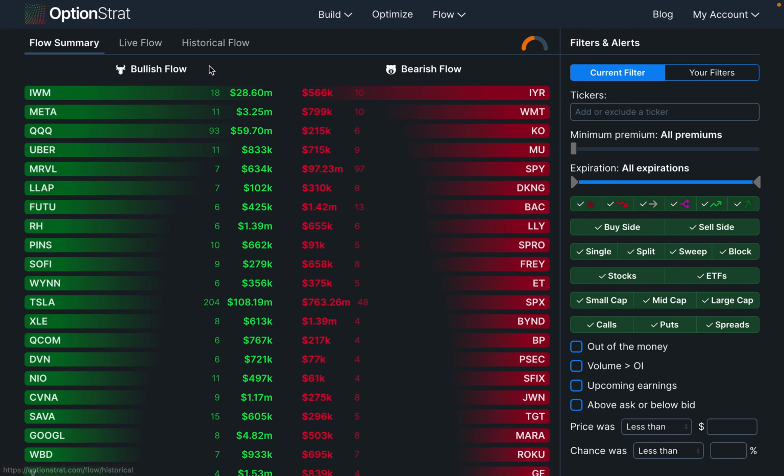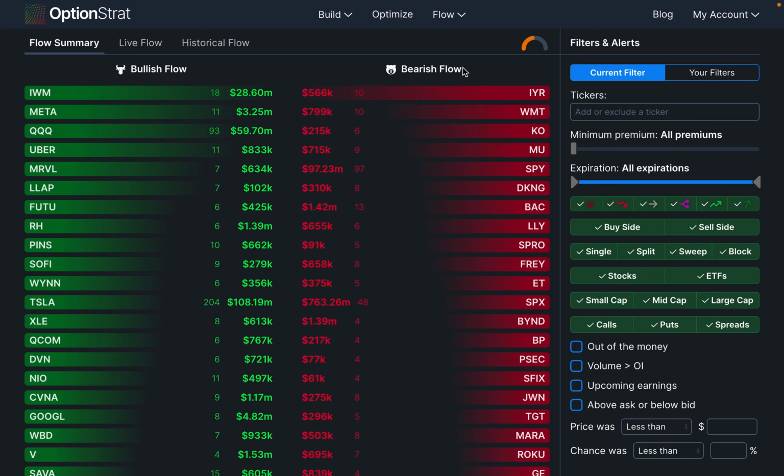If you take a look at the bullish flow side, we see IWM at the top, followed by Meta, followed by QQQ, and so on and so forth. Behind the scenes, Optionstrat takes a look at a lot of different things to calculate this. I'm not sure what those things are, but ultimately they calculate it and come up with this list. Again, this is a great place to start when you're looking for a bullish trade, looking at the bullish flow, or a bearish trade, looking at the bearish flow.